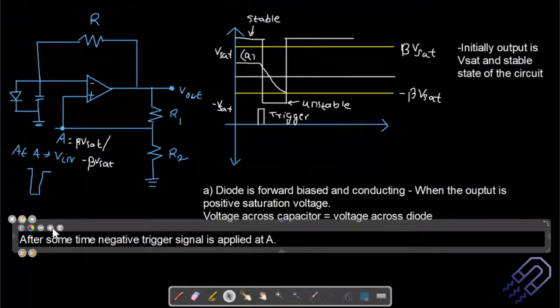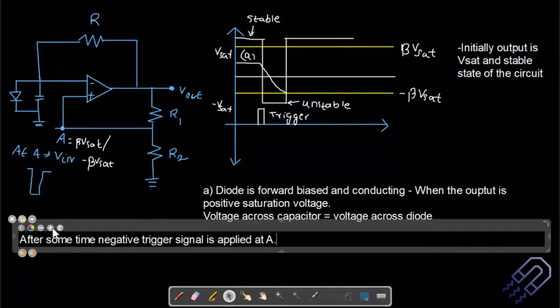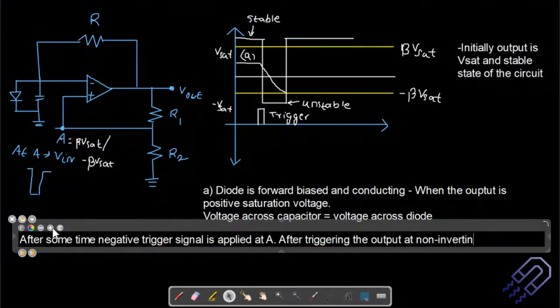What happens after we apply this negative trigger signal? I will just put it in sentences like this. After triggering, the output at the non-inverting node, so we are talking about the non-inverting, that means the plus node.